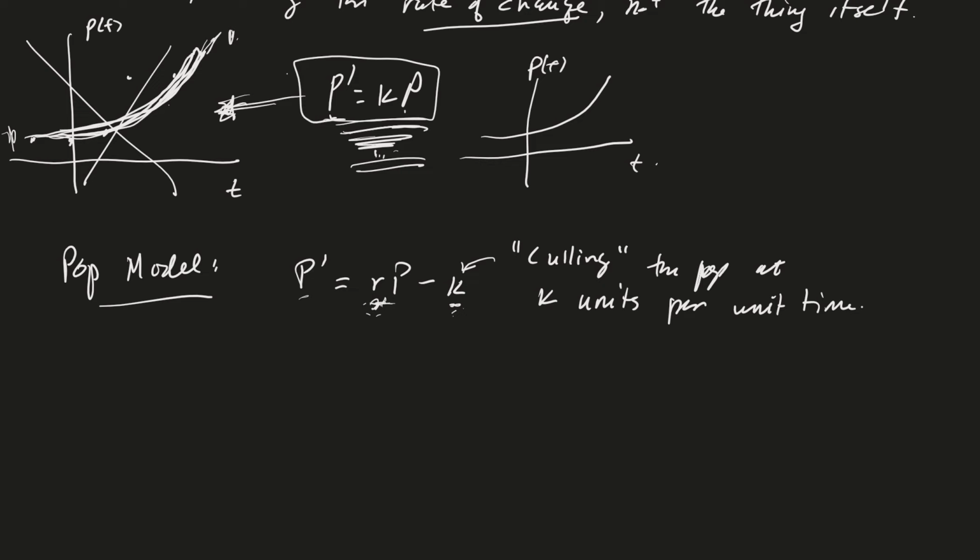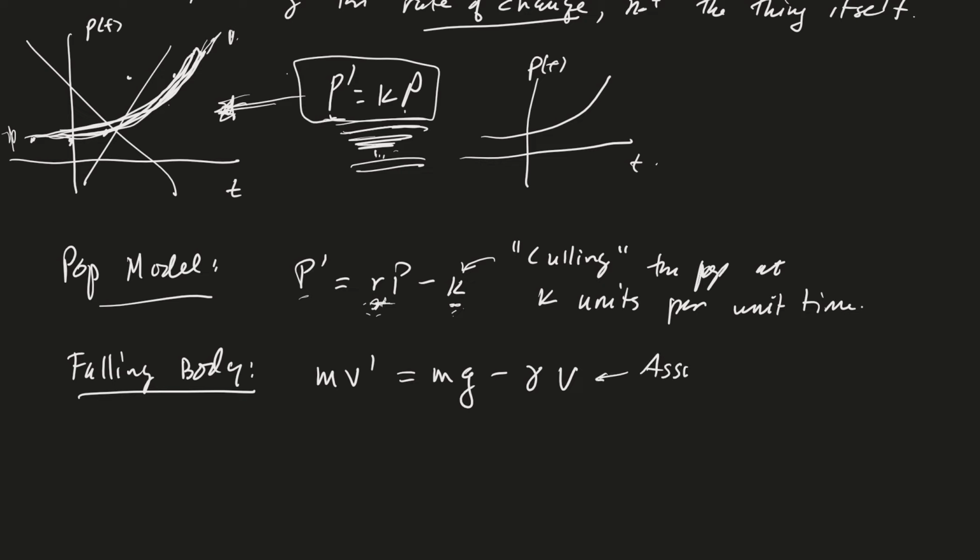Good. So that's our basic population model. Our basic falling body problem is mass times acceleration. Remember, acceleration is the derivative of velocity. And then we have our downward as positive, giving our weight, minus gamma, our constant of proportionality, times v. This is an assumption, I should say.